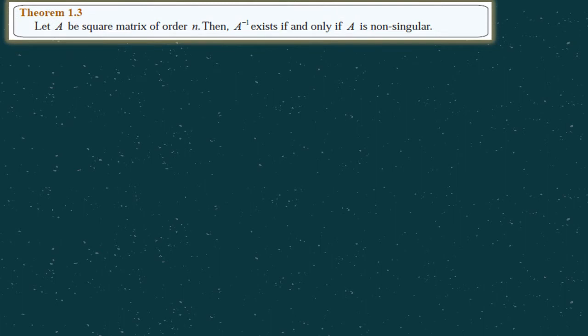Theorem 1.3. Let capital A be a square matrix of order n, then A inverse exists if and only if A is non-singular. So let us take the square matrix capital A of order n as common. Here it is if and only if. So it contains two parts, okay? If part and implied by part. We prove by two cases.